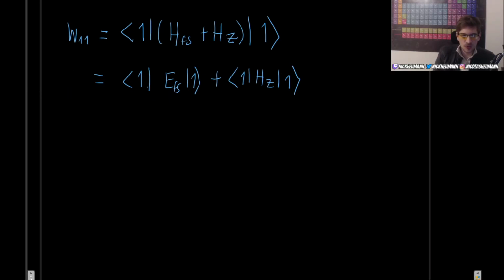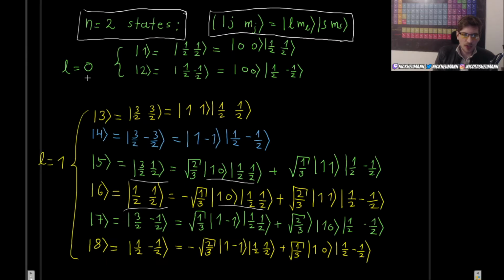This part we don't know yet, so I'm going to leave it like this. And we already know what happens here. So what is the energy? The energy is simply a number, so we can pull it out of the inner product. And then we have this orthonormal state, whose inner product is going to be 1, so no need to write it down. And state number 1 had J equals 1/2.